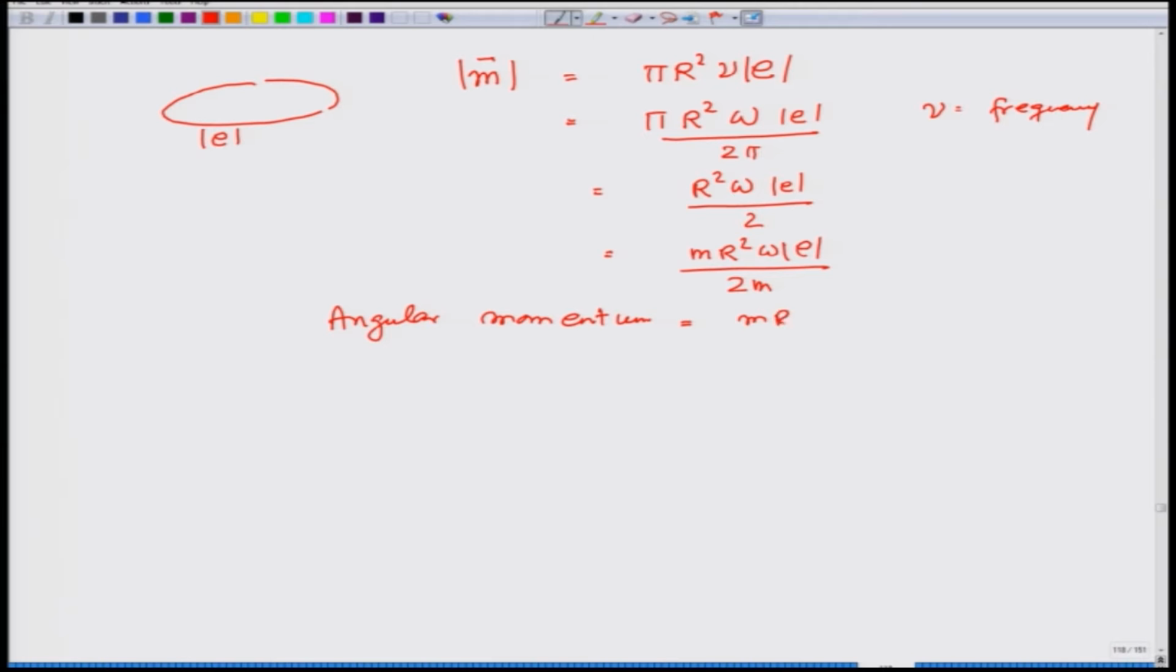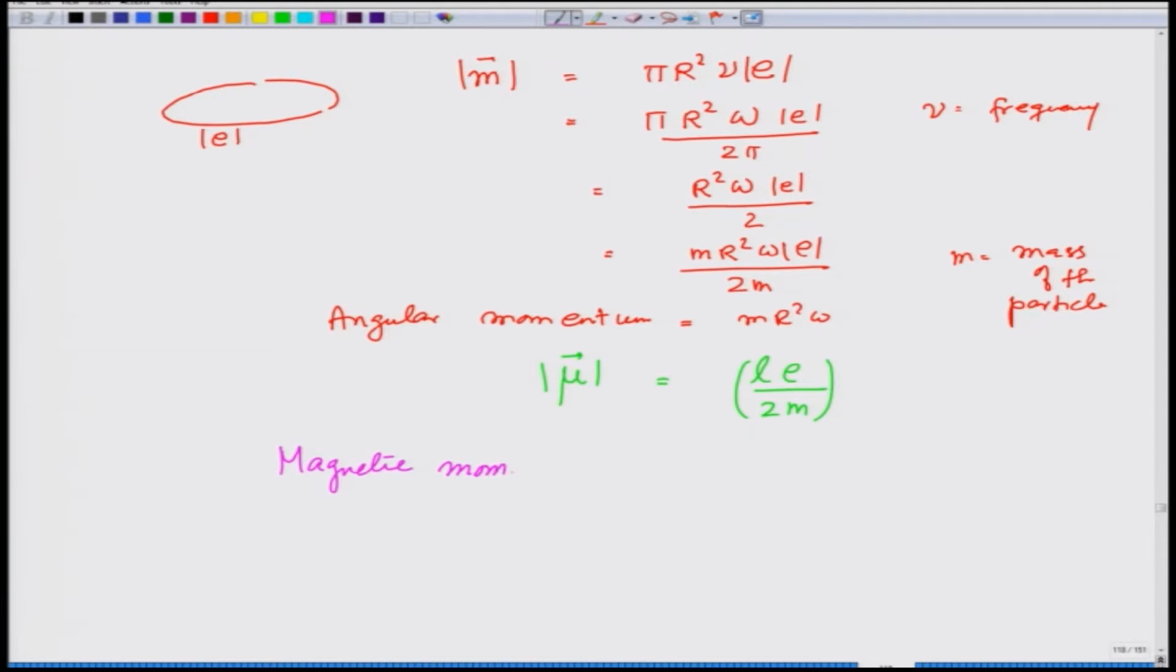Is equal to m r squared omega, and therefore the magnitude of the magnetic moment mu, where m is the mass of the particle here, is equal to L e over 2m. In vector form, I am going to write the magnetic moment of a charged particle going in an orbit as equal to e of the electron, since the charged particle happens to be an electron, L over 2m.